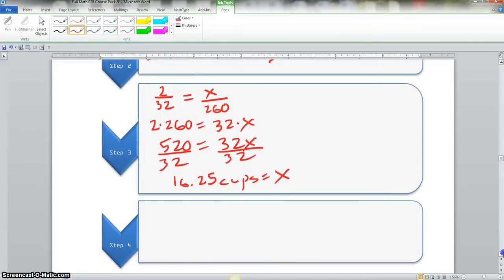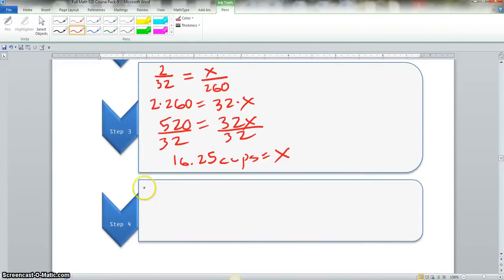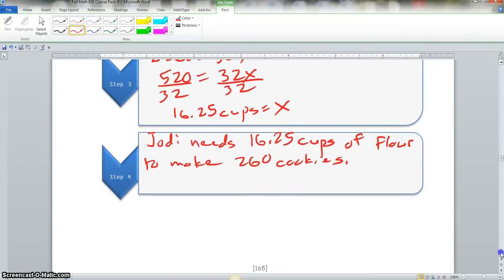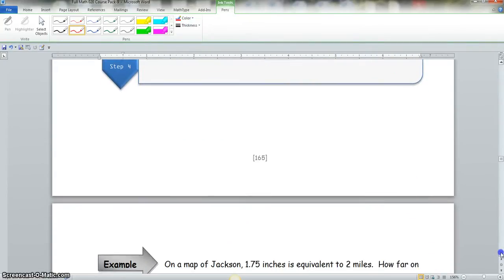So now, when we write our final answer, we would say Jody needs 16.25 cups of flour to make 260 cookies. And this is how you interpret your results. It's a complete sentence. Okay, now we scroll down here to the next problem.